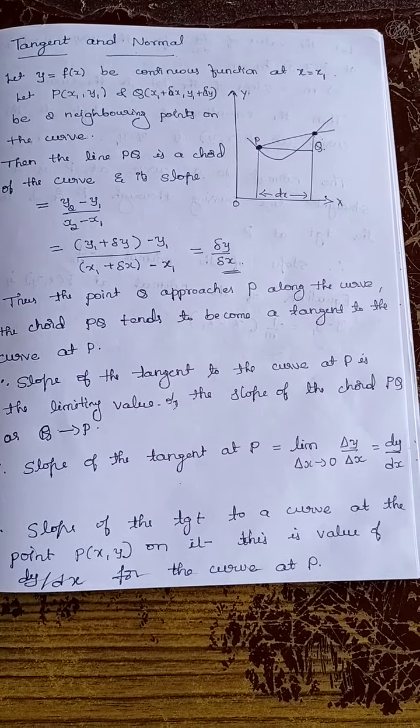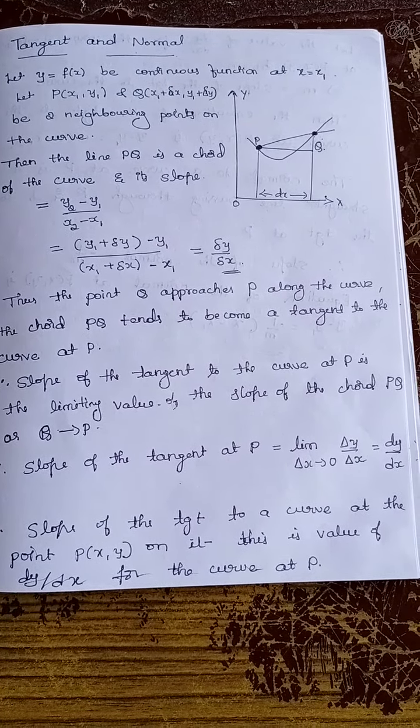Here AB is the tangent of the given curve at a point P, and normal means another line which is perpendicular to the given tangent at a point P. Here we have to find how to find a tangent and a normal by using the derivative of a given function f of x. Let y is equal to f of x be a continuous function at x is equal to x1.